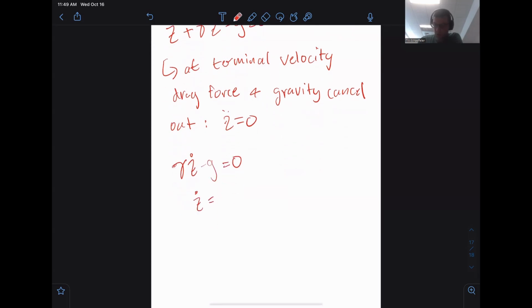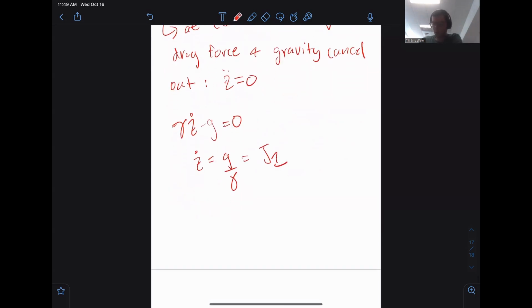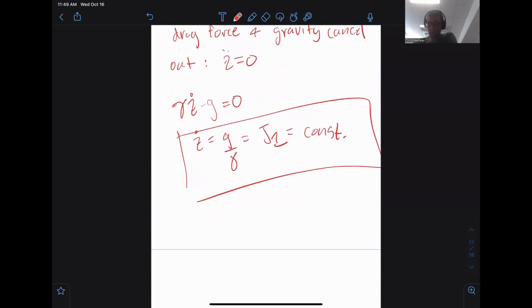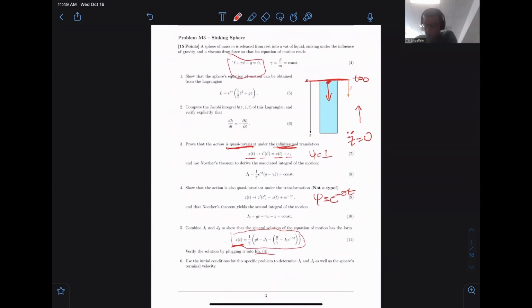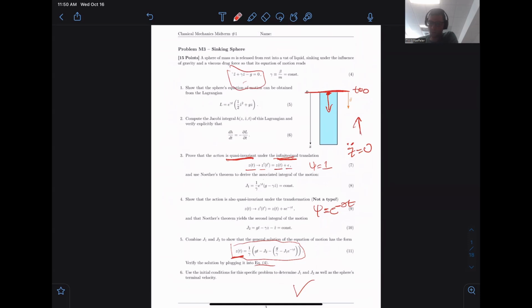So we see that the terminal velocity is equal to g over gamma, which we also just found to be J1, and it's constant. So that makes sense to me. The terminal velocity depends on gravity because that's the force dragging it down, and the force keeping it back up is related to the constant gamma. So that's that, and that's the end of this problem.